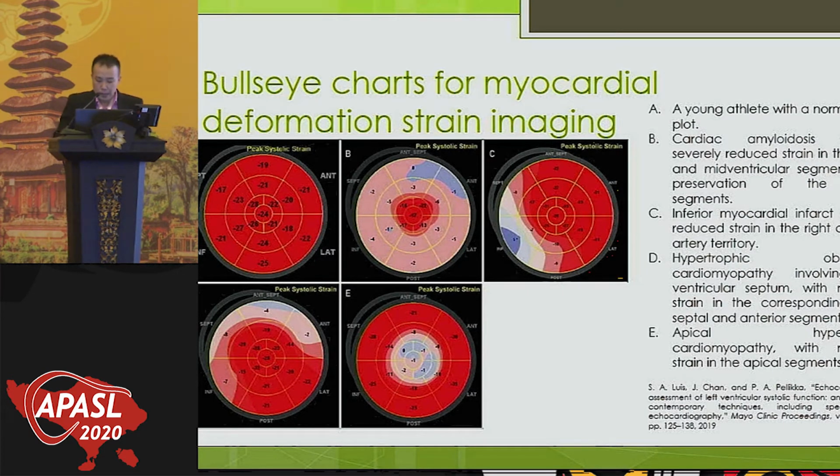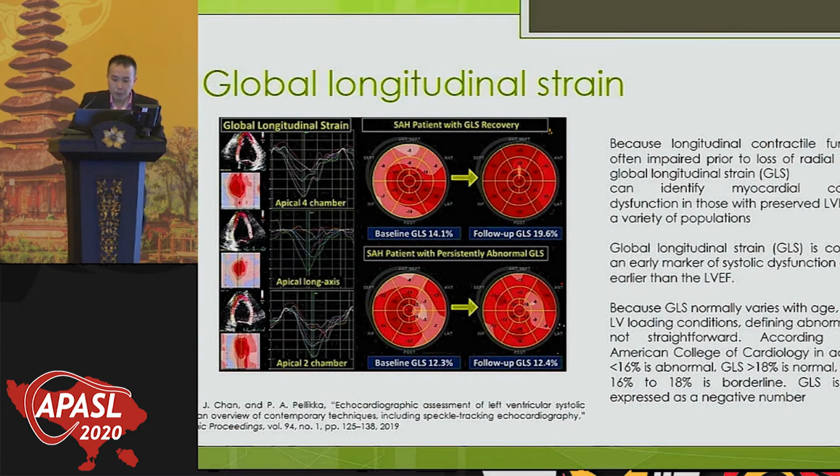Now, this is quite important. The idea of global longitudinal strain has been introduced in cardiology. This is important because we can now use a non-ejection fraction measure to identify systolic dysfunction early, because we know that longitudinal contraction is impaired before radial contraction.